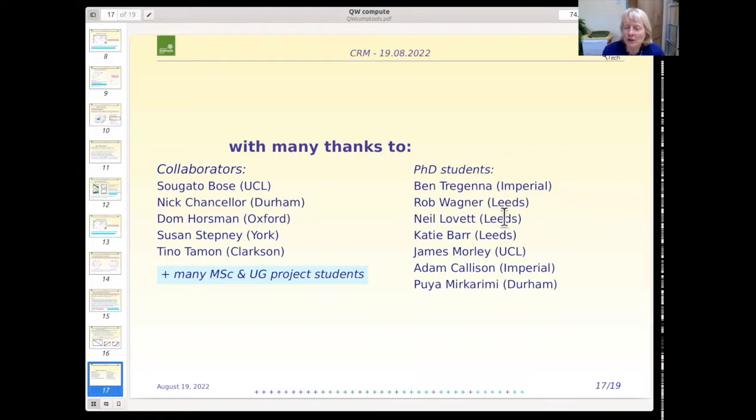So not all of these students are strictly mine. Paya is now, in fact, Nick's student at Durham. And James was a master's student. He was neither mine nor Sugato's PhD student, but he did his master's project under our supervision. There have also been many other master's and undergraduate project students working on different aspects of quantum walks. Some of them have made it into papers. Some of them are co-authors on the papers that I have cited. All of them contributed some piece to the ideas or to checking the results that made it possible to publish them with confidence.